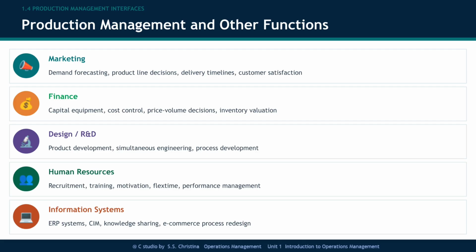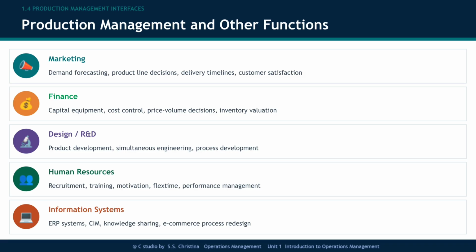Second, finance. Finance and production must collaborate on capital equipment decisions, cost control, and inventory management. Finance provides data on product and service costs that help evaluate operational performance. Production managers need working knowledge of budgeting, financial procedures, and investment evaluation.